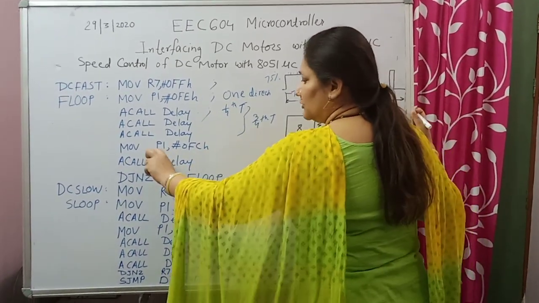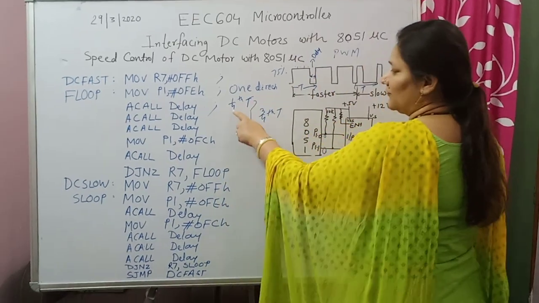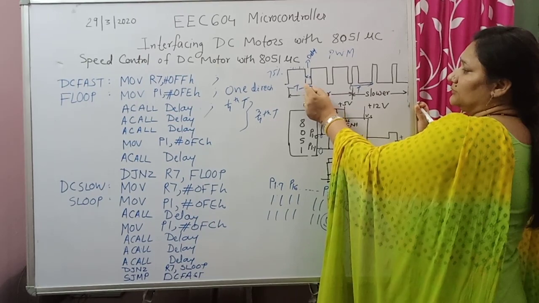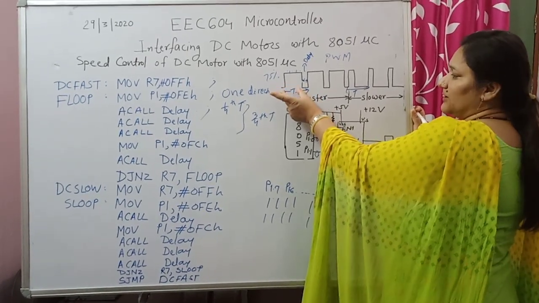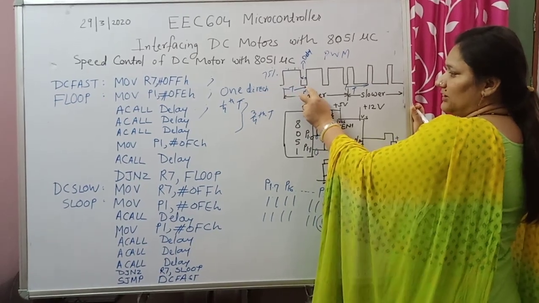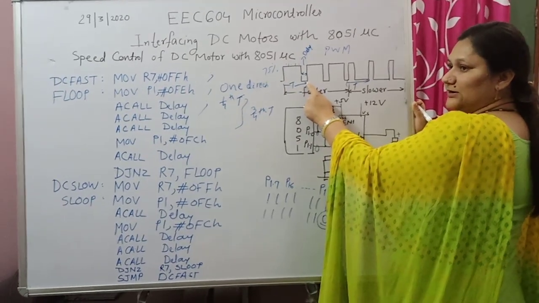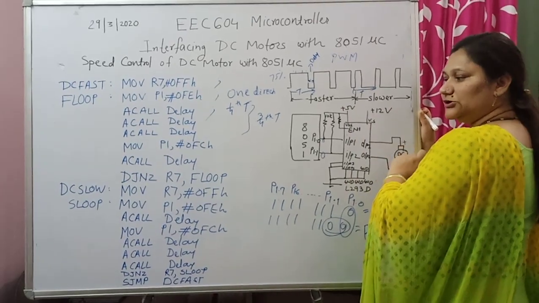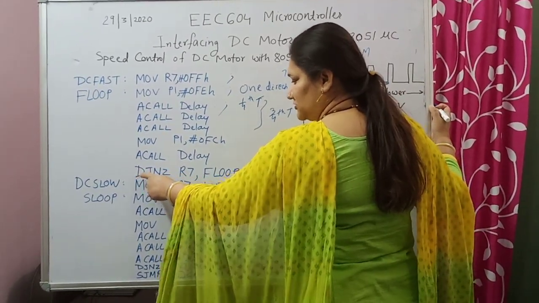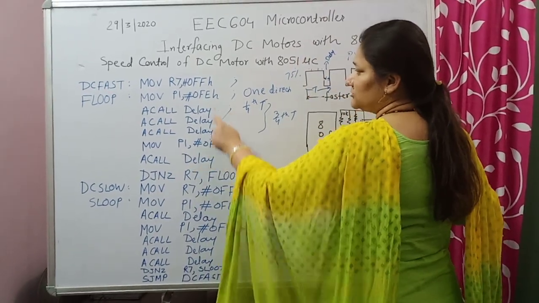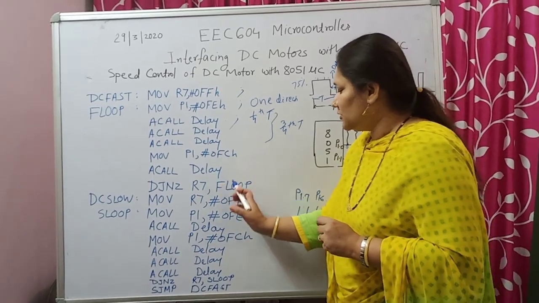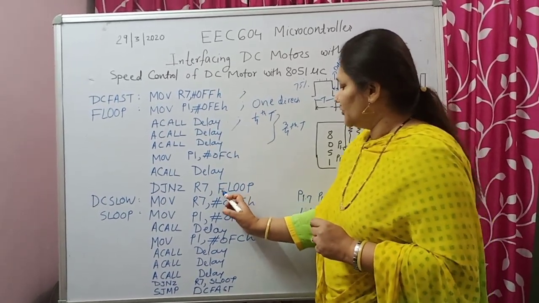Then what you are doing? You are calling the delay which you have written for 1/4 time. For this particular period the motor is remaining off. For this particular period the motor is getting the supply 1 0. For this particular period the motor is off because it is getting 0 0 on both the terminals. Then you are decrementing R7 by 1 first and checking it for 0, and because R7 contains FF, it is not 0. Again it goes to the F loop location.